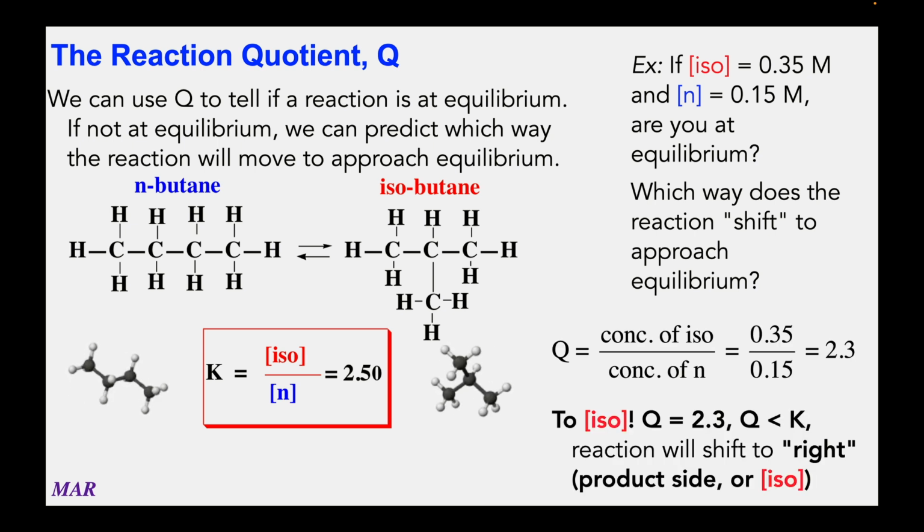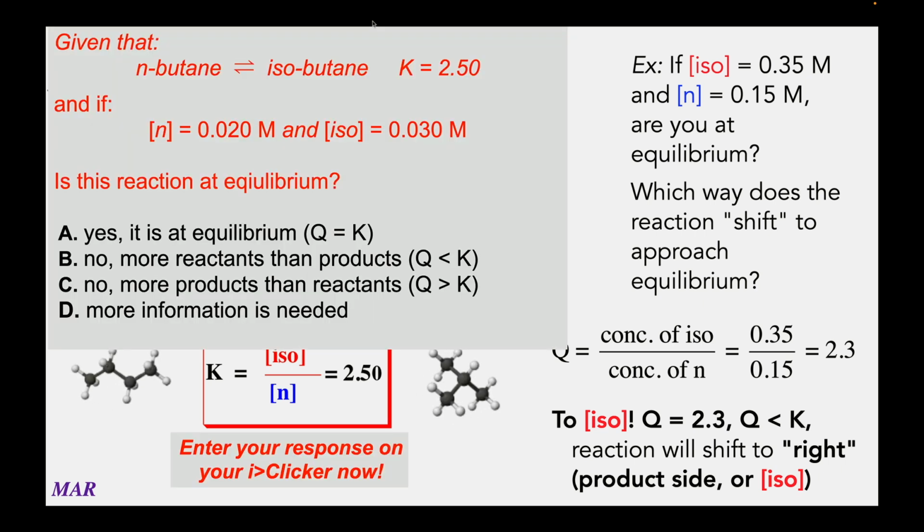In this problem, the iso was 0.35 moles per liter and the N-butane was 0.15. Products divided by reactants, there's no weird stoichiometry. Q comes out to be 2.3. Now that's close to, but not the same as 2.50. So in this case, you're going to end up making more products. The reactants will shift to the product side and more products will happen. This is how I like to use Q. You have an established equilibrium constant and you're trying to confirm if you're actually at that equilibrium or if you're not.